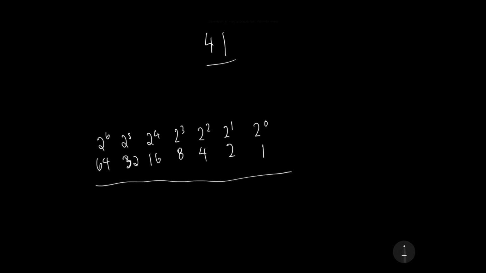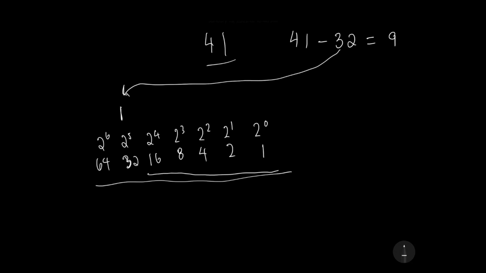So that's where we're going to start, and we're going to put a 1 right there. Out of 41, we've accounted for 32. So we're going to do 41 minus 32. That 32 is corresponding to this right here. 41 minus 32 is equal to 9. So now we have 9 left that we need to account for in the remaining binary digits that we have access to. So now we just need to worry about 9 because we've already gotten 32 out of 41.